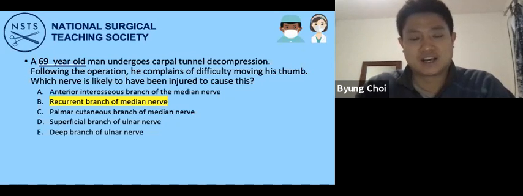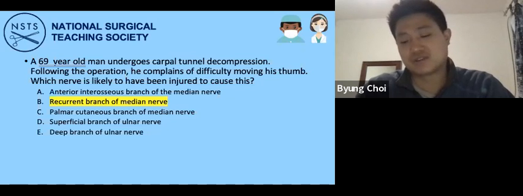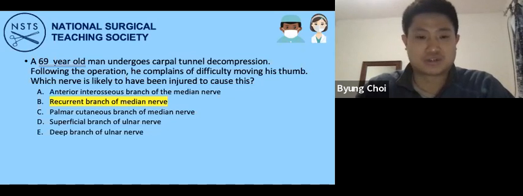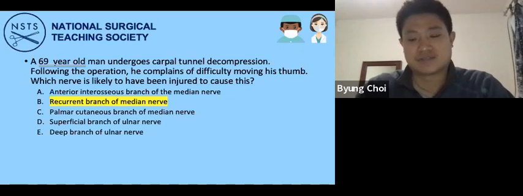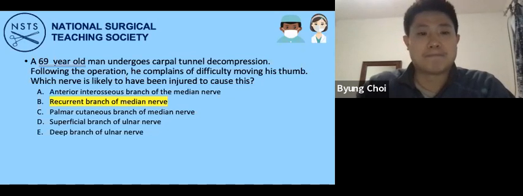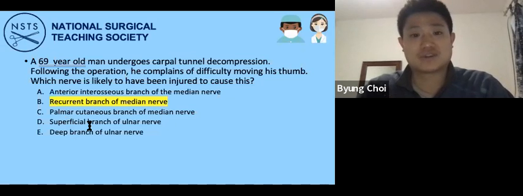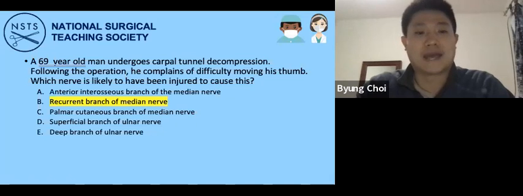We know D and E can't really be, because the ulnar nerve travels in Guyon's canal, and it wouldn't necessarily be affected. Palmar-cutaneous gives you a hint that it will be sensory, so it wouldn't necessarily lead to a motor deficit. So it leaves you with B or A, and B, recurrent branch. If you know that innervates the thenar muscles, then hopefully next time you'll get the answer correct.